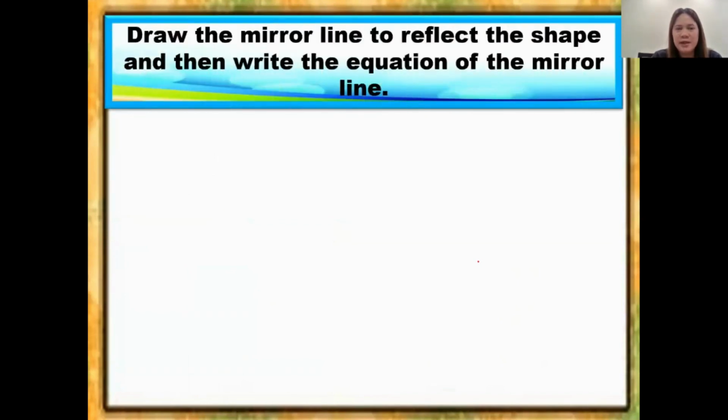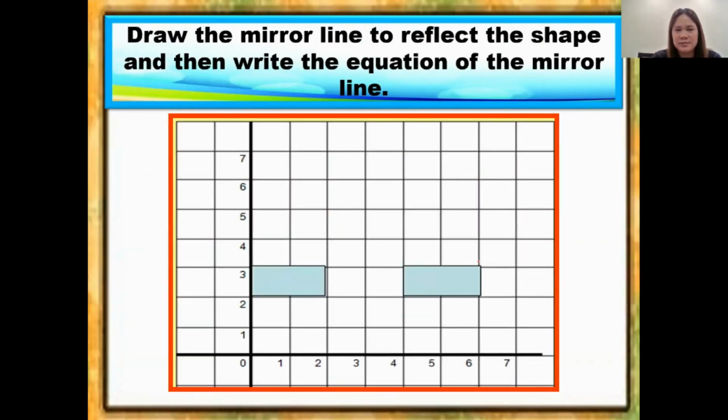So this time you will be asked to draw the mirror line to reflect the shape and then write the equation of the mirror line. So you are given the two shapes. All you need to do is to identify and draw the mirror line so that the given shapes are reflected.